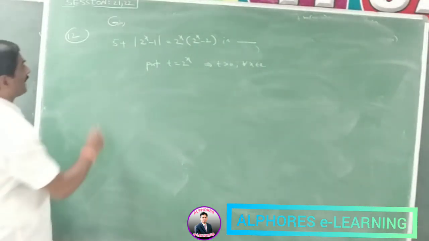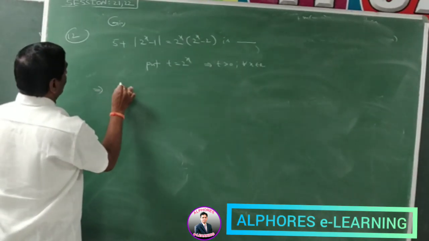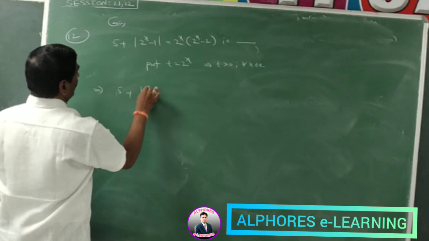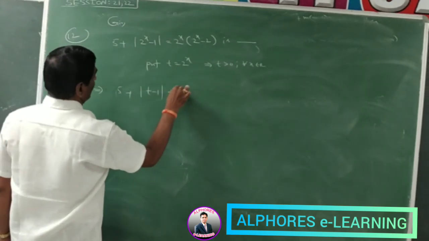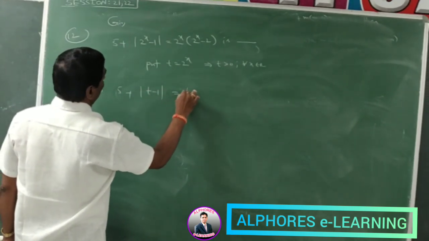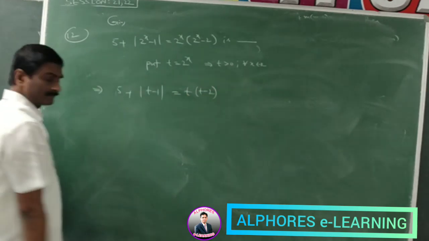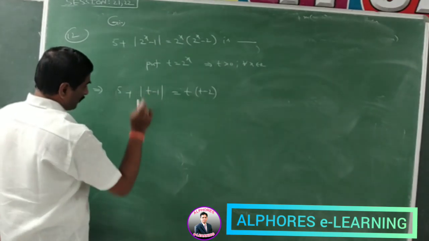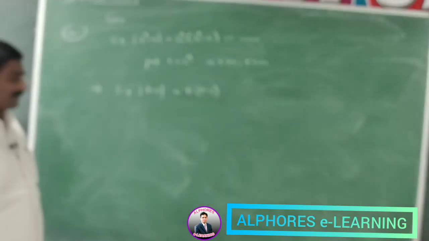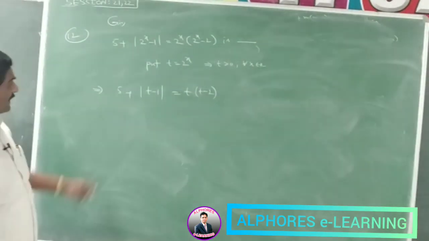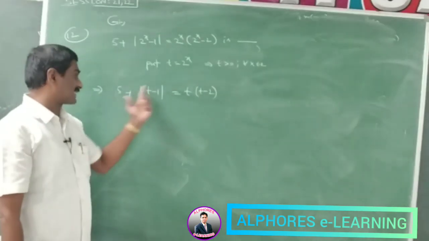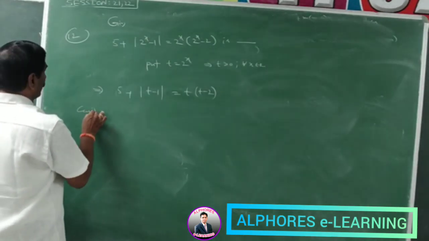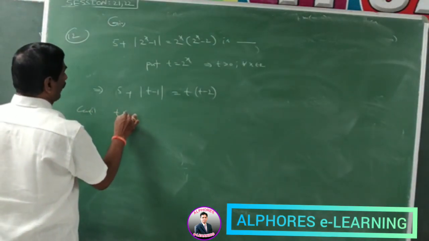So it can be reduced into 5 plus mod (t minus 1) is equal to t of (t minus 2). Okay. That means 5 plus mod (t minus 1) is equal to t of (t minus 2). In this case, there will be two cases, t less than 1 or t greater than 1. Case 1, let us assume t less than 1.